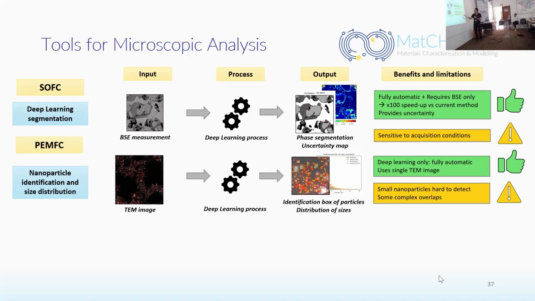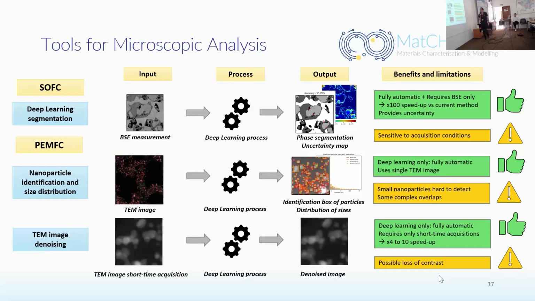One limitation for the moment on this tool is that the very small nanoparticles are hard to detect by this kind of algorithm. So we are working on this. And there are also some complex overlaps since we have to see this kind of image in 3D. So maybe some nanoparticles can overlap on one image, and they can be hard to separate.